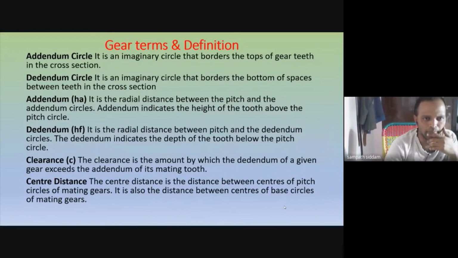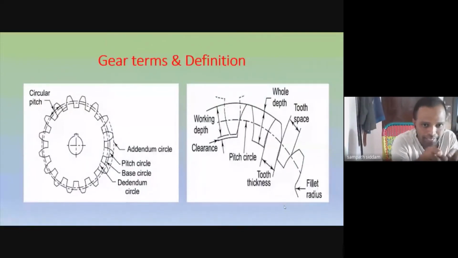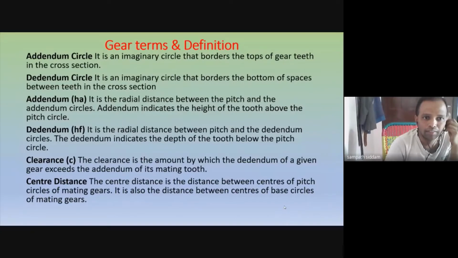Next is the addendum. We have learned about the addendum and dedendum circles. The addendum is the radial distance between the pitch circle and the addendum circle. What does it indicate? It indicates the height of the tooth above the pitch circle. Observe the figure just before: it is the radial distance between your addendum circle and the pitch circle. Okay. And next you have your dedendum.